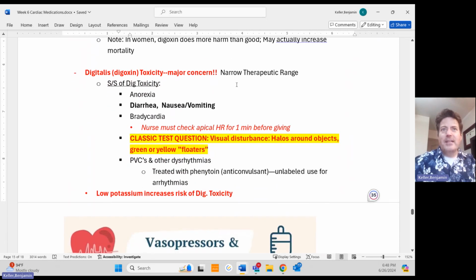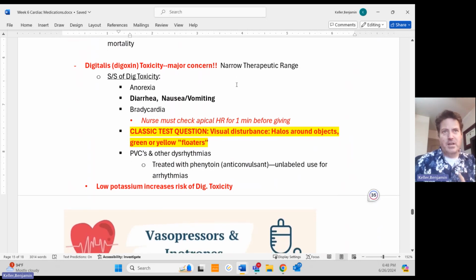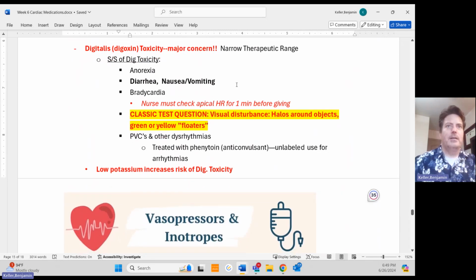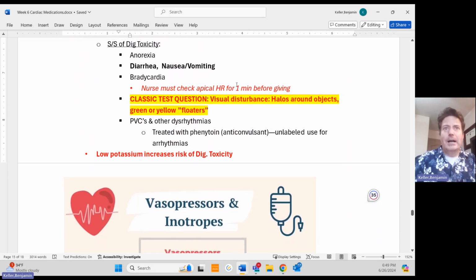All right, digitalis toxicity is a major concern. There's a narrow therapeutic range for digoxin, and these are signs and symptoms, and you will always see these questions on the NCLEX, so know these. Anorexia, diarrhea, nausea, and vomiting. Why? Most of the time when we're having a side effect of something, a toxic effect, it makes us feel like crap. That's why we feel like we got diarrhea, nausea, vomiting, we don't want to eat. So that's why we're feeling anorexia. That means we're not like, anorexia nervosa. Just anorexia means you don't want to eat.